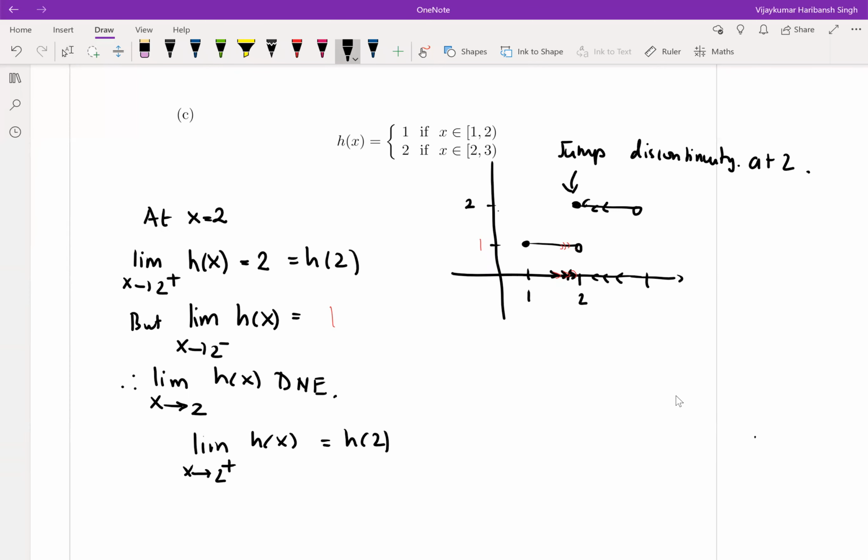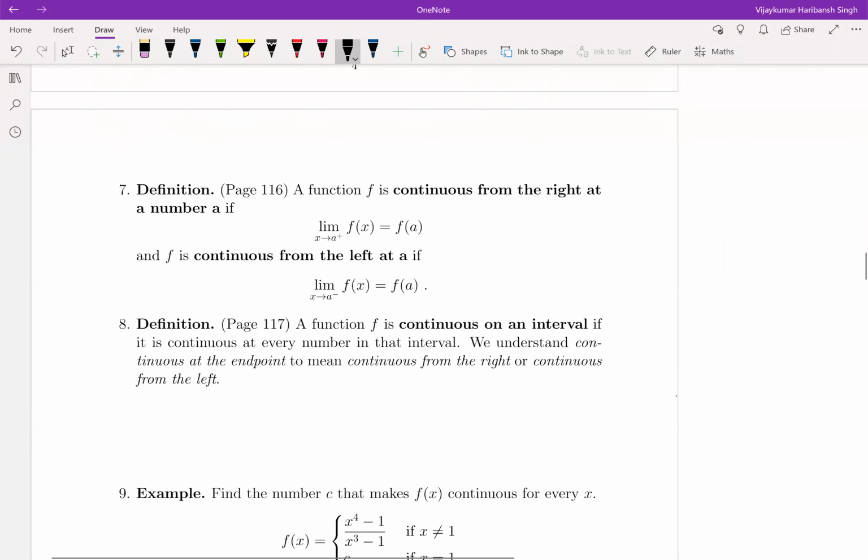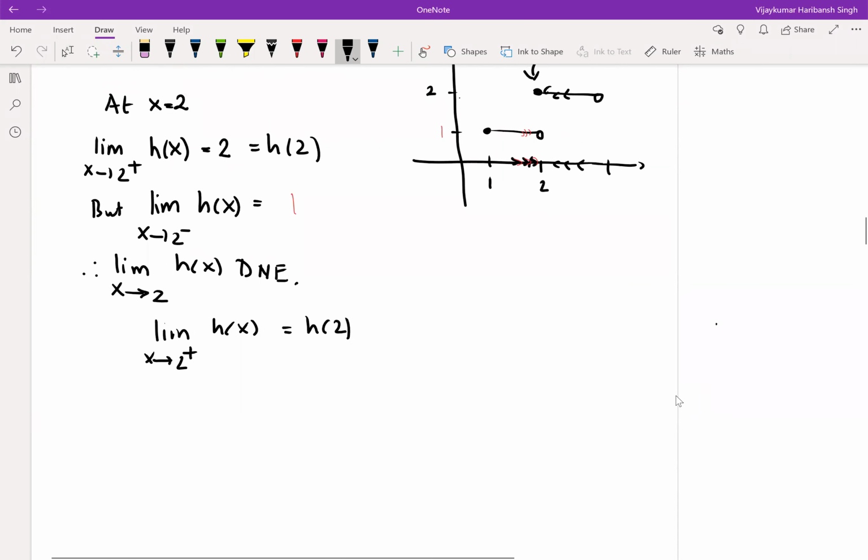However, we can say that at 2, the function is continuous from the right. So let's have the concept of continuity from one side. You will see later on why this concept is important, particularly when we are only interested in continuity of a function on a closed interval. Here we say a function is continuous from the right at number a if the limit as x goes to a of f of x is equal to f of a. So you can see in this case the function is continuous from where? From the right, but not from the left.